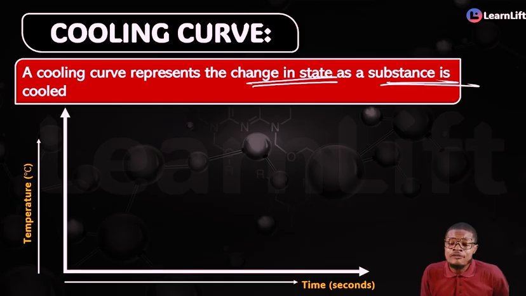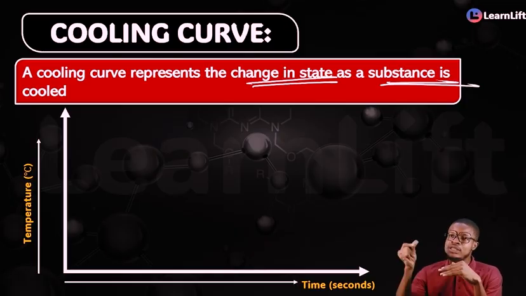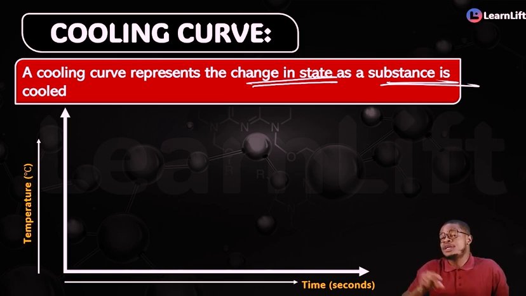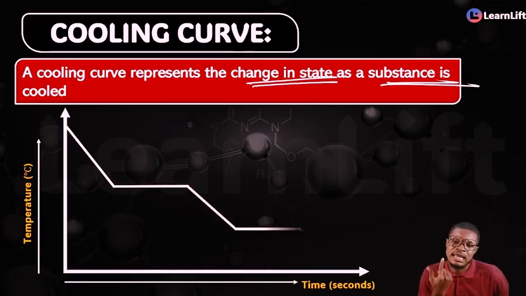In your cooling curve, is the temperature already high? I want to reduce it. But if the temperature is low, I want to increase it. In your heating curve, you start from 0 and start to increase. In a cooling curve, the temperature is already high. You want to start what? Reducing it. So we're going to have something like this.